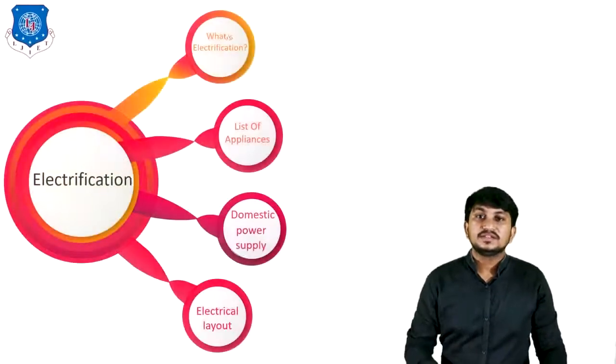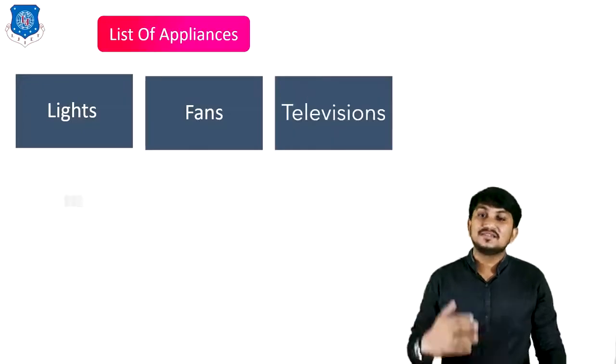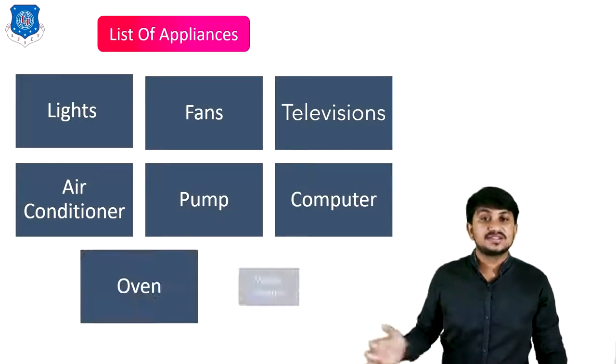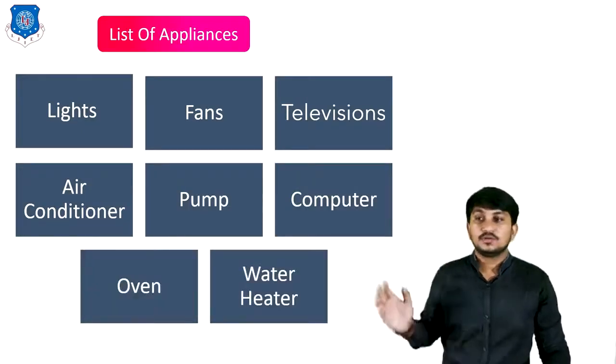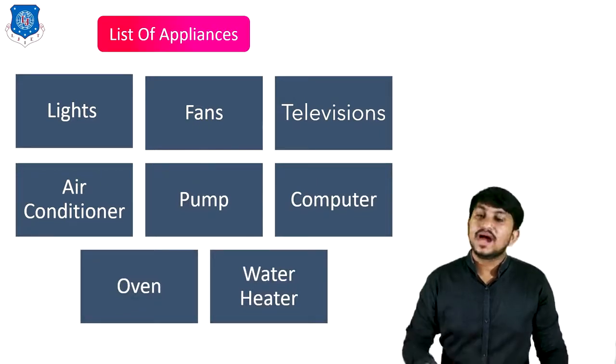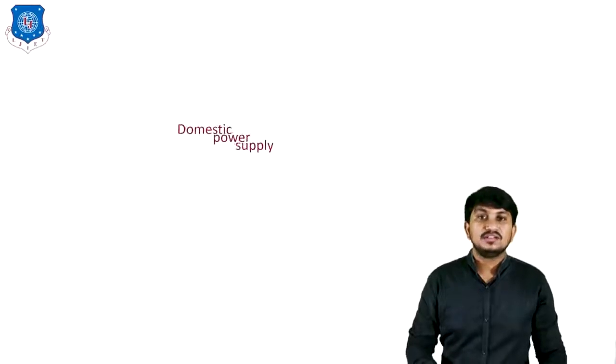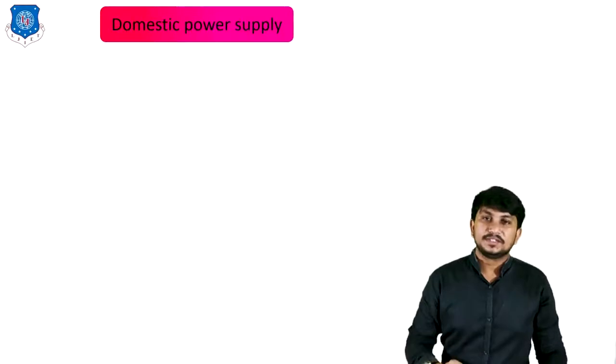Now let's see various appliances which are run by electricity, like lights, fans, televisions, air conditioners, pumps, computers, ovens, water heaters, and many others. These are the various appliances. Now let's discuss domestic power supply.